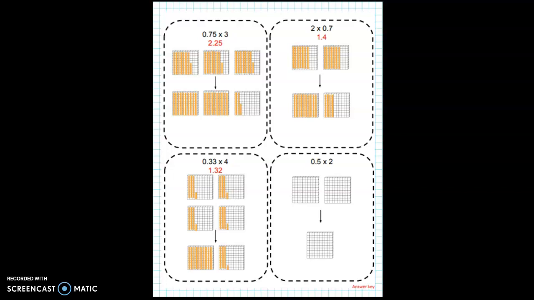Our last example is 5 tenths times 2. We need 2 blocks because we're multiplying times 2, and we're going to color in 5 tenths on each block. That means 5 columns on each block. Combine those onto the block below, and you will have 1 whole block colored in.